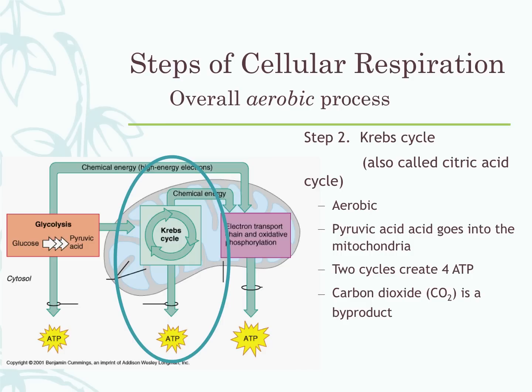This part is aerobic. Pyruvic acid, those 2 molecules created by glycolysis, go into the mitochondria, and it goes through 2 cycles. So each of those molecules has to go through a full cycle in the Krebs cycle in order to produce the ATP. So it goes through 2 cycles and creates 4 ATP molecules. Carbon dioxide is also a byproduct. So carbon dioxide is created in this part of the cycle.